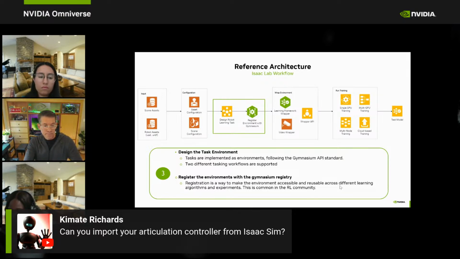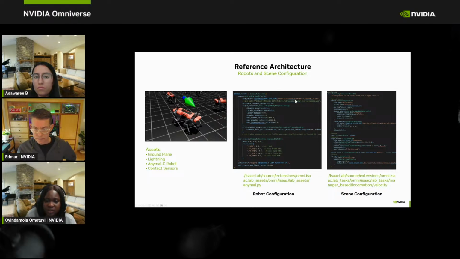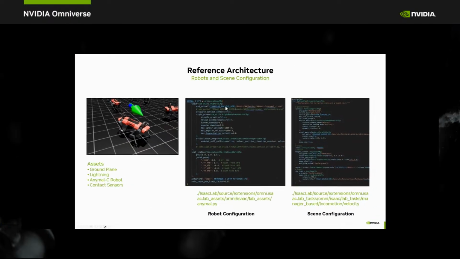So another question is, how do I get assets from Omniverse Nucleus? Right here, the animal USD file is hosted in the Nucleus directory. All you need to do is provide the USD file path. So if you're able to access the Nucleus directory, with this example, you can definitely access any of the assets in the Nucleus directory.